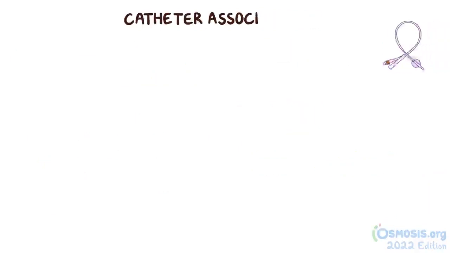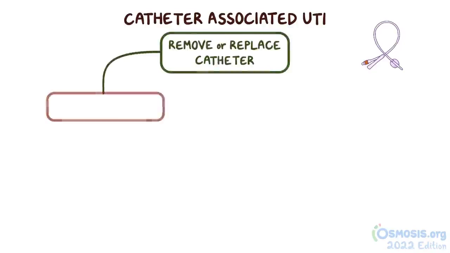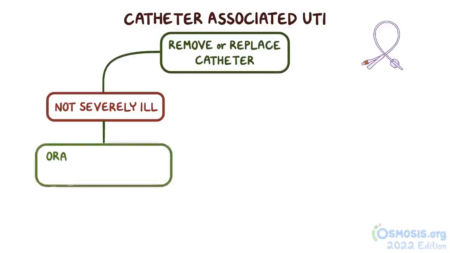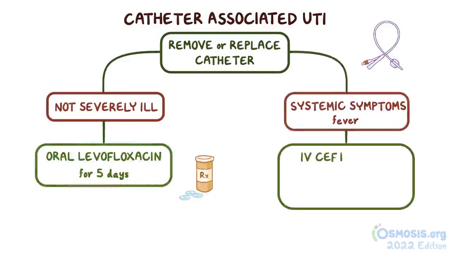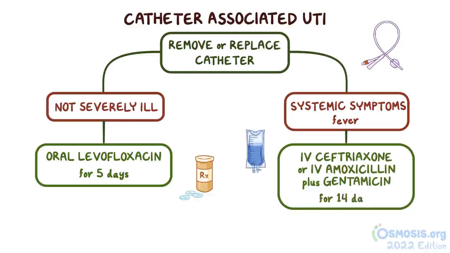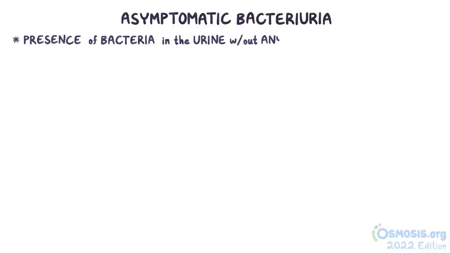Now, a catheter-associated UTI happens in an individual that's currently catheterized or has been catheterized in the past 48 hours. Before starting any antibiotic treatment, the catheter should be removed or replaced. If the individual is not severely ill, then oral levofloxacin can be given for 5 days. If the individual has systemic symptoms, like a fever, then IV ceftriaxone or IV amoxicillin plus gentamicin can be given for 14 days.